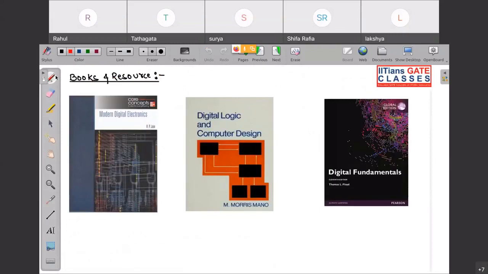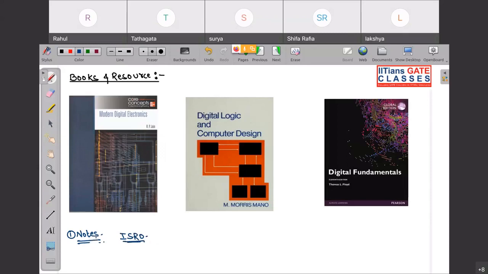So now talking about books and resources. My main emphasis, while I am taking a subject, is my notes first. Why my notes? Because the notes that I make are actually the gist of different books. I collect notes from books and from different questions also, GATE previous year questions or even ISRO questions, which have very good conceptual questions. I collect that information from different sources and compile it for you, then I teach you.